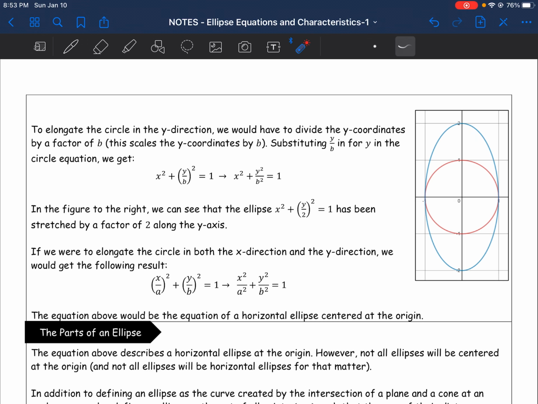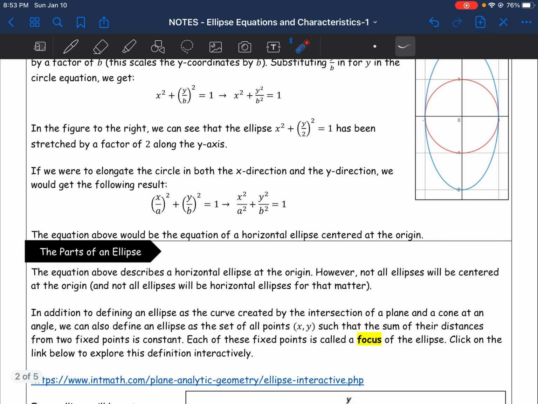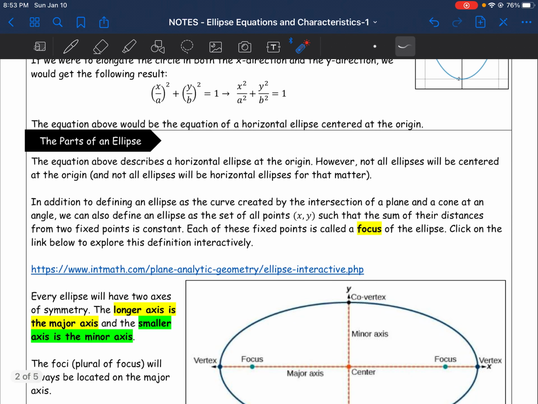So, not every ellipse that we're going to work with is going to be centered at the origin. And when I said it's a horizontal ellipse, that means it is wider than it is tall. Again, that's if A is bigger than B. So let's start thinking about ellipses in general.